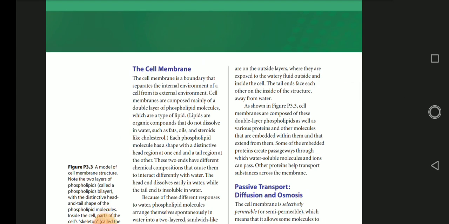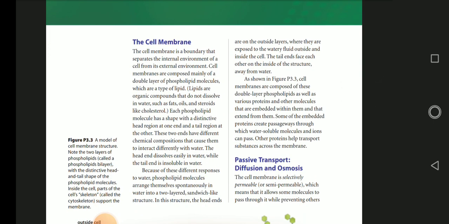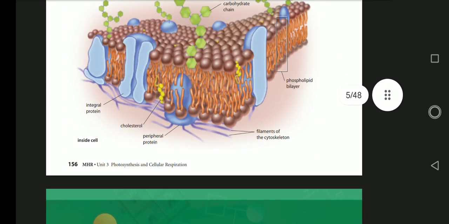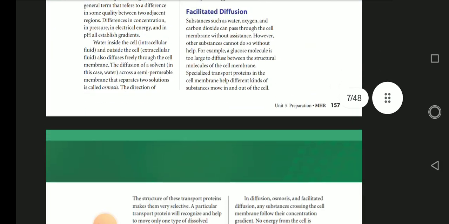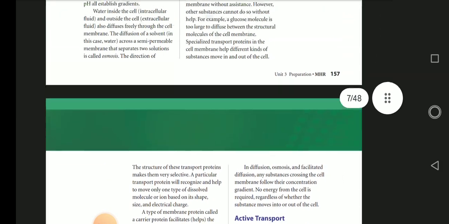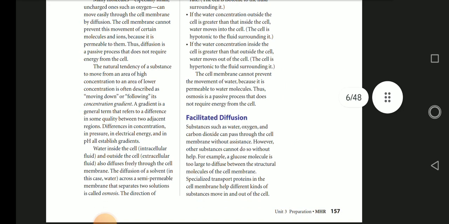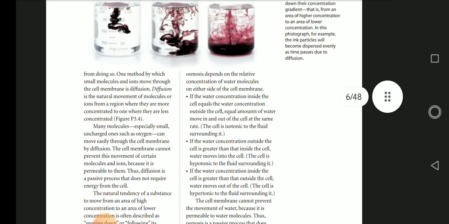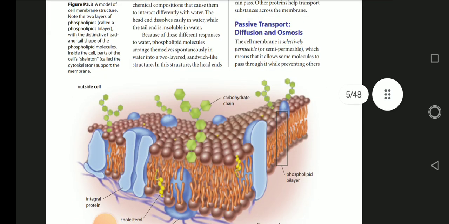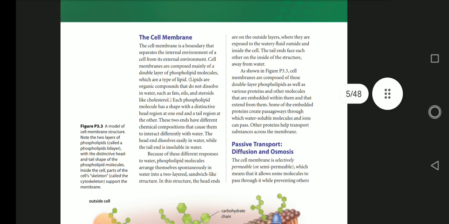So this was about the different parts and organelles of the cell. Now we have to discuss the cell membrane in detail, what the cell membrane is made up of, and how it helps in the transportation of substances in and out of the cell. This is the structure. Then we have active and passive transport, which we will discuss in the cell membrane part in the next class.